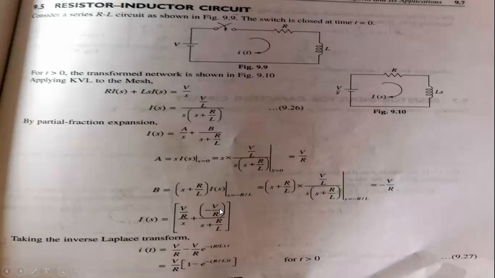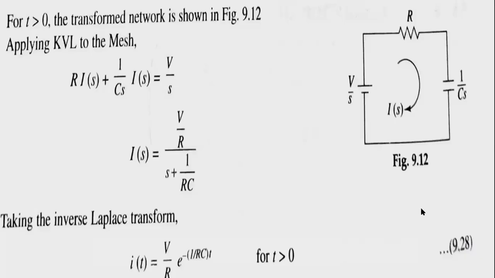This will be converted to V by R minus V by R e raised to the power minus R by L of t. Again, this V by R will be as it is, and you can take V by R common in the bracket: 1 minus e raised to the power minus (R by L) t. So in this way, this will be your final equation.